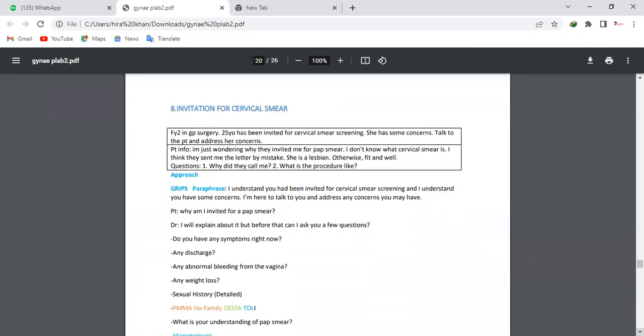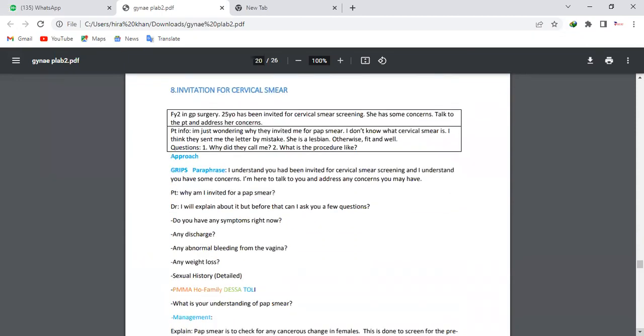Okay. Now, the next scenario is very different, and it is a very easy one. That is the invitation for cervical smear, but it is very different from the others that we have discussed before. So in this, let me first of all read the scenario for you.